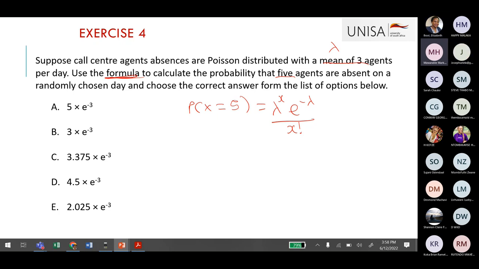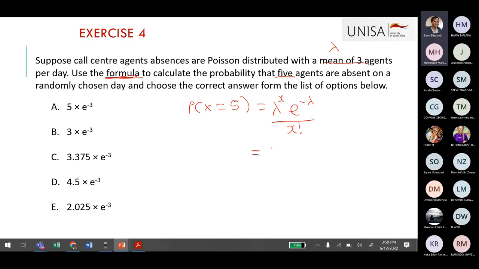Others? Do you agree? I agree with her because I got the answer as 0.1008. Did you simplify the E? You don't have to simplify the E. Yeah, I don't think we have to simplify the E because it looks like they only said lambda to the exponent x divided by x factorial only.